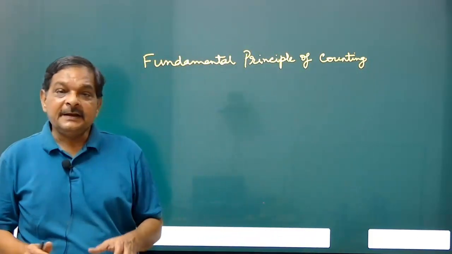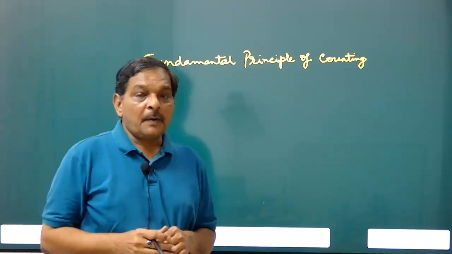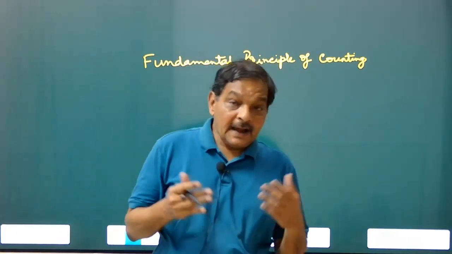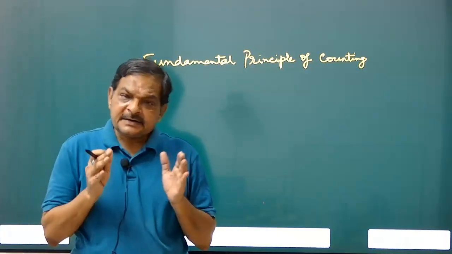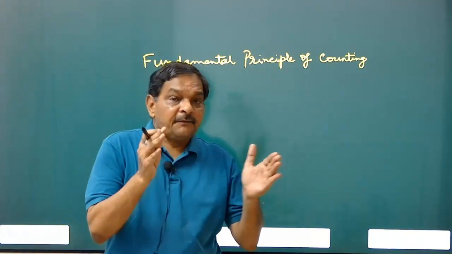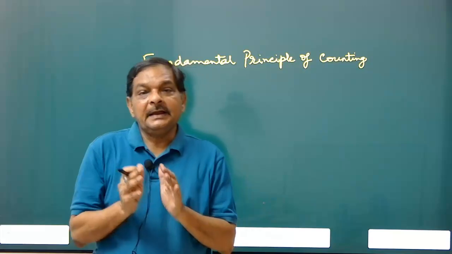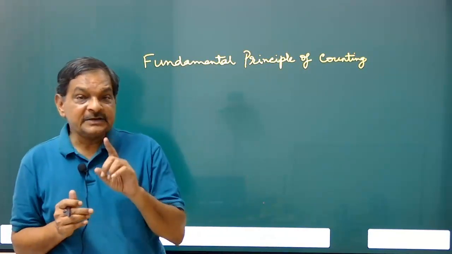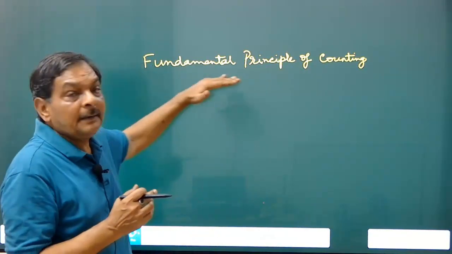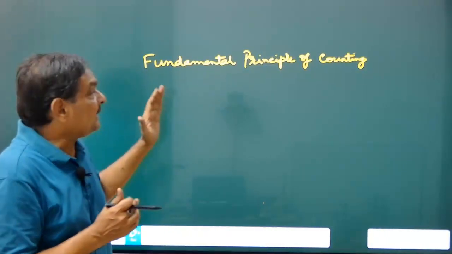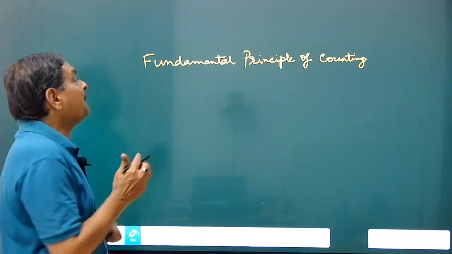You must have seen that in the questions of permutations and combinations and of probability, it is sometimes confusing where one should multiply and where one should add. And this is all governed by the fundamental principle of counting. Let us understand this concept.